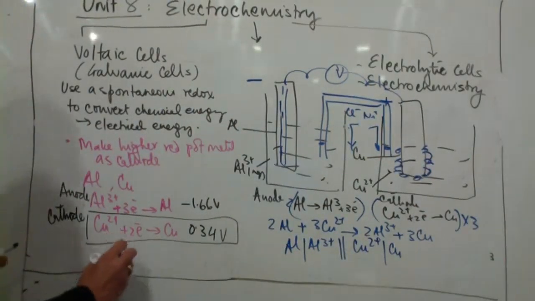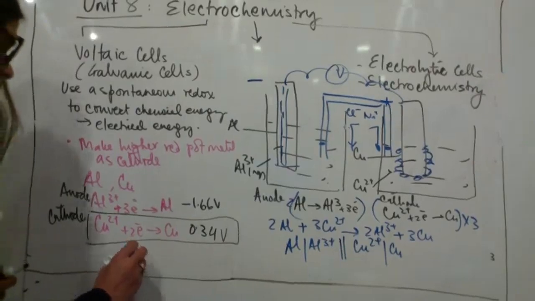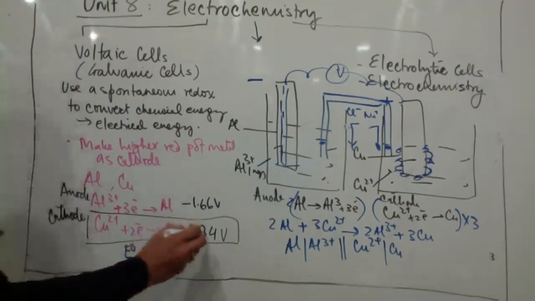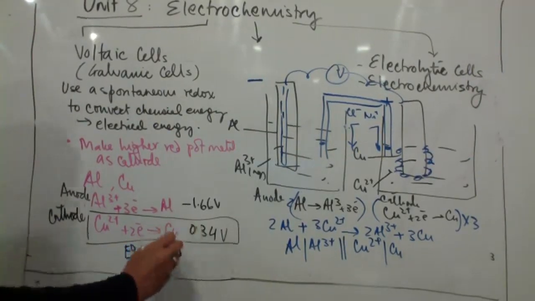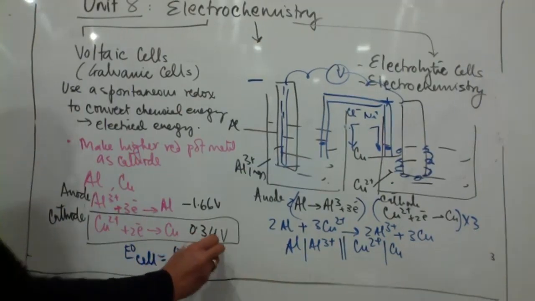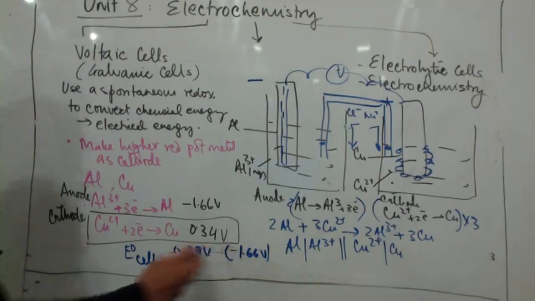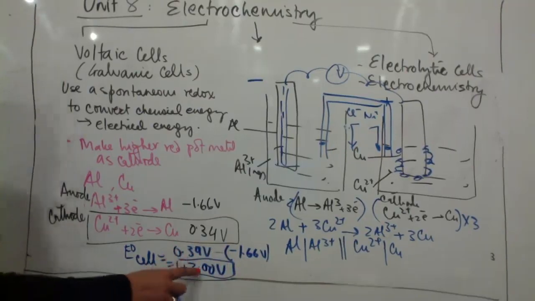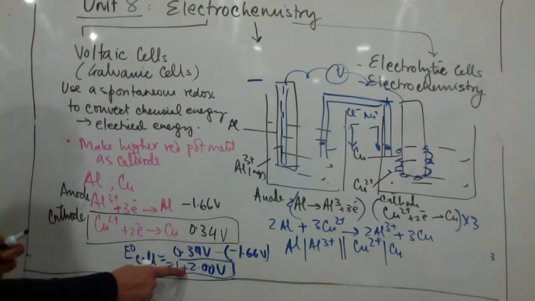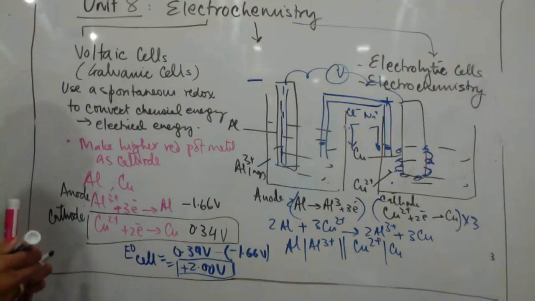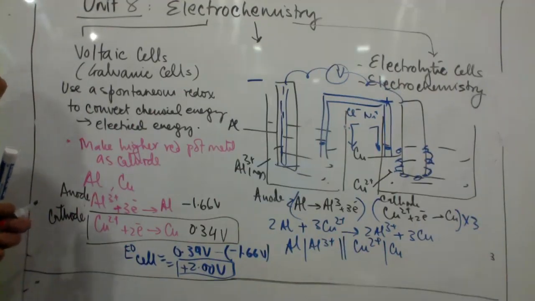If you had to calculate cell potential, that will be the reduction potential of the reduction reaction, which is 0.34 volts, minus the reduction potential of the oxidation reaction, which is negative 1.66. I think when you do that, you get 2 volts. To double check your answer, if it is a voltaic cell, then E0 cell should be positive. So that is a voltaic cell. Any questions on voltaic cells?